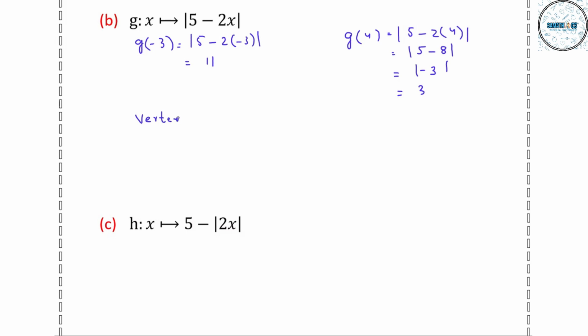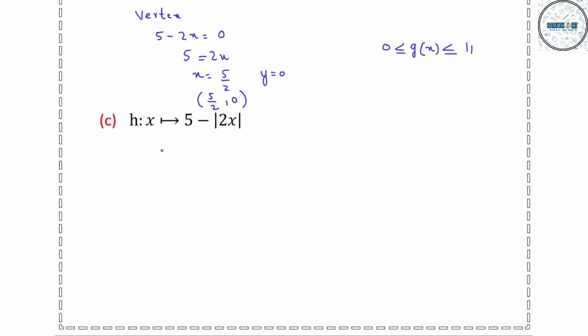For the vertex, we will equate this 5 minus 2x to 0. 5 is equal to 2x and x is equal to 5 upon 2. When x is 5 upon 2, then the y value is 0. The coordinates of the vertex are 5 upon 2, comma 0. Now we will write the range here. Range of g of x is greater than or equal to 0, 0 is the smallest of all three values, and less than or equal to the greatest value, which is 11. So the range is from 0 till 11.